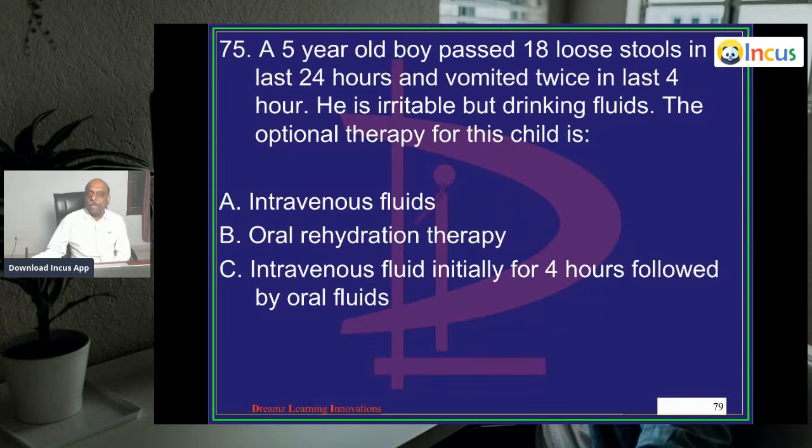A 5-year-old boy, 18 loose stools. He is irritable but drinking water. If water is going in by mouth, then ORS will be the answer. You can still give ORS until the baby is able to drink water.